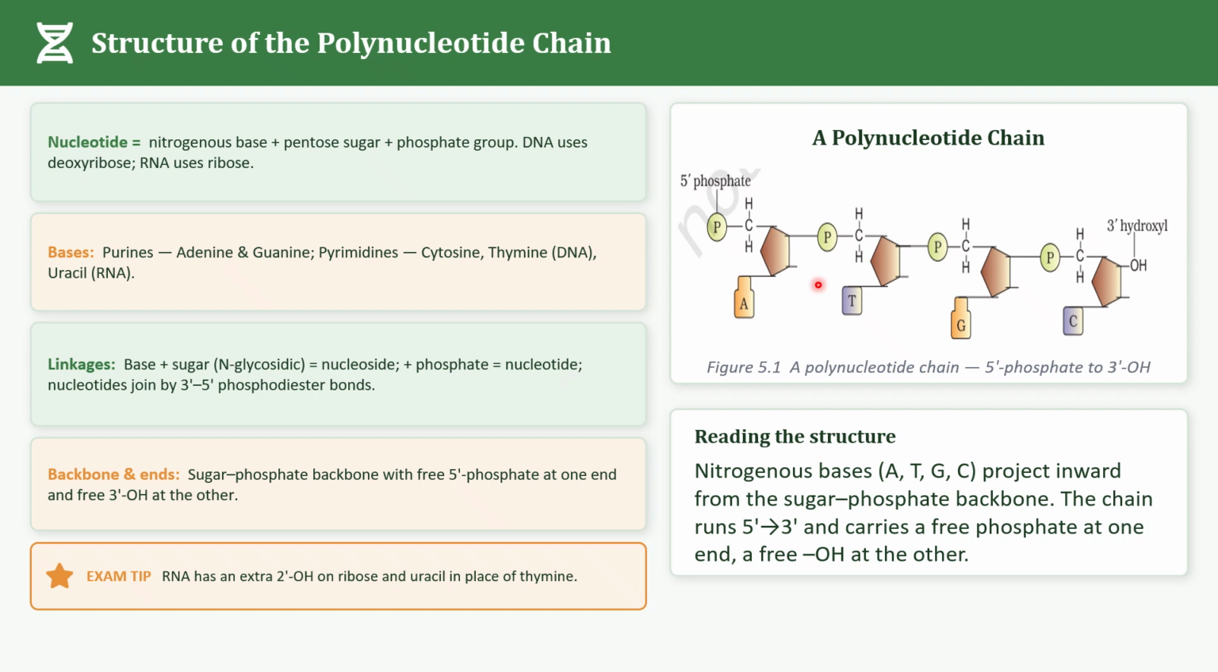The third component is the phosphate group. Now look at these small circles here, joining one sugar to the next one. These represent the phosphate groups. Their main function is to connect the neighboring nucleotides.